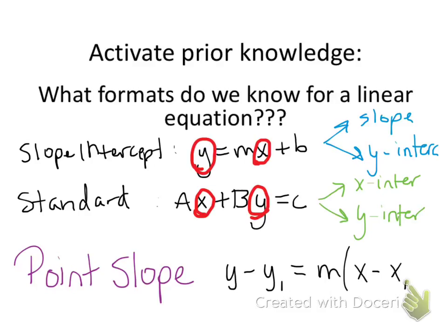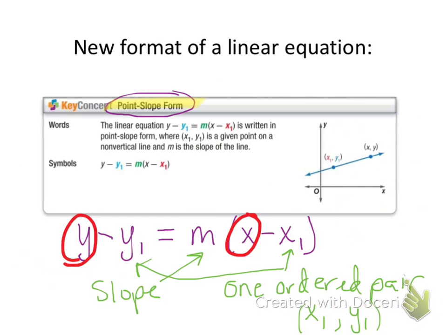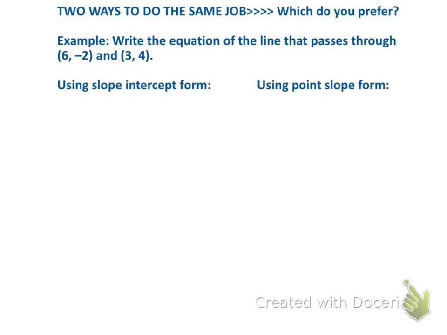y minus y1 equals m, x minus x1. And remember, this one requires that we have one point, and it can be any point, and slope. So the nice thing about this is when you're trying to write an equation, you don't always have to have the y-intercept. You can have just any one point. So that homework that I had you doing the other day could have been a little bit easier. Let me show you. So there's 2 ways to do the same job.